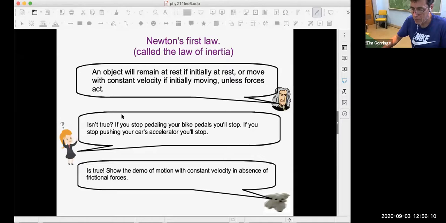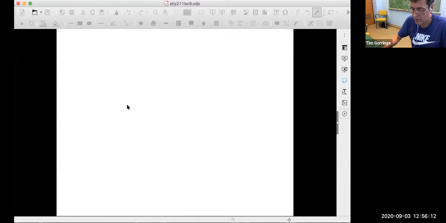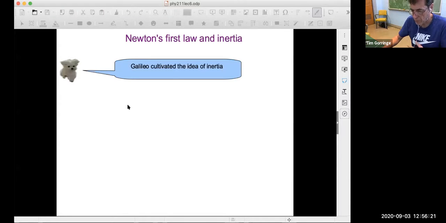And let's move to the next slide. On this slide, I want to say something about this word inertia, what we mean by inertia. What is inertia? It was Galileo, 100 years before Newton, who cultivated the idea of inertia.